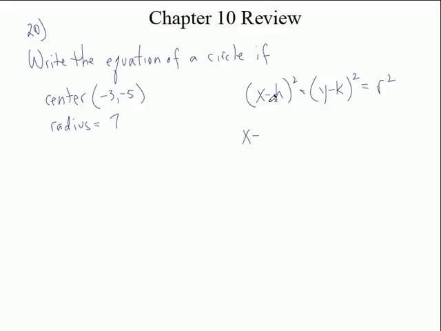So it's going to be x minus negative 3. What's x minus a negative? Well, it's plus 3 squared. That's supposed to be a squared. Plus y minus a negative 5. That's the same thing as y plus 5. And that's squared, equals r squared. Well, the radius is 7, so you square that, and you get 49. And lo and behold, there's your equation of the circle.